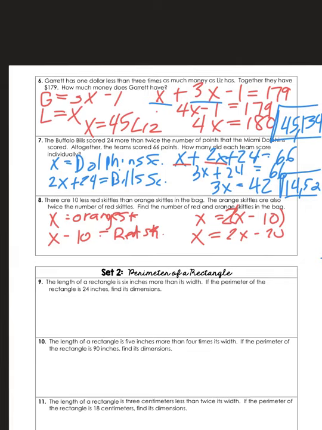Silly me, doubting myself. This was set up correctly. We're going to subtract 2x from both sides. So we get negative x equals negative 20. And then divide by negative 1, and x equals 20. Okay, so in order to find how many red Skittles, well, we plug it in, and you get 10.